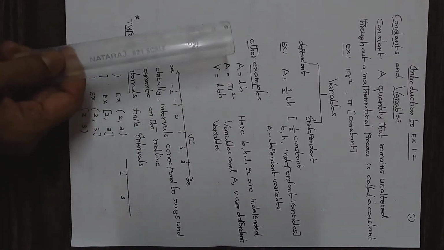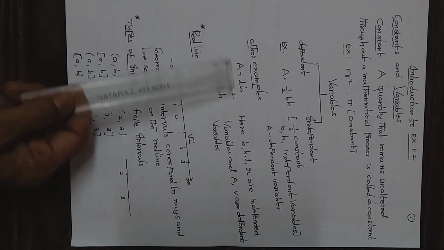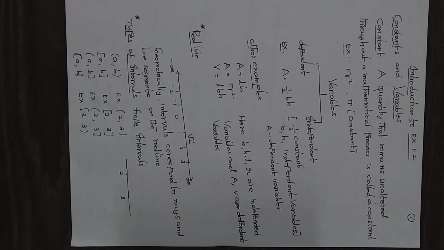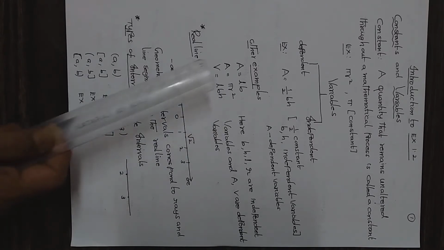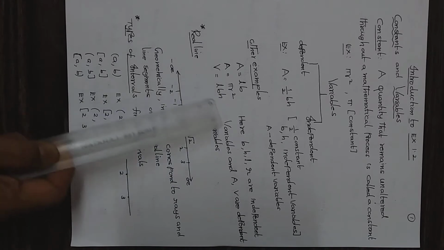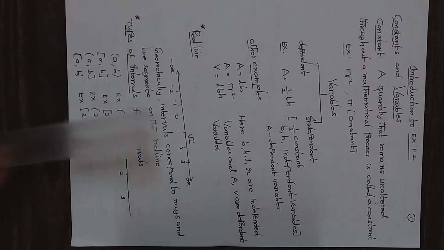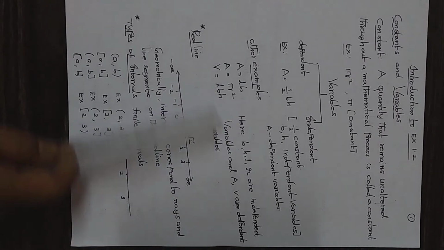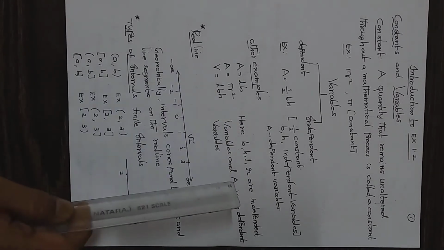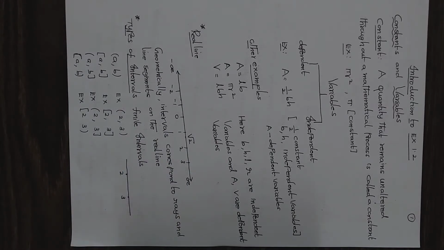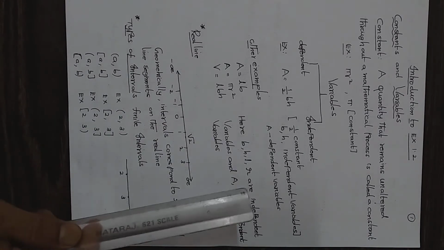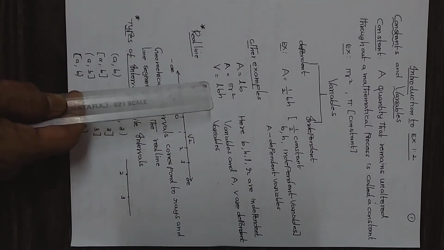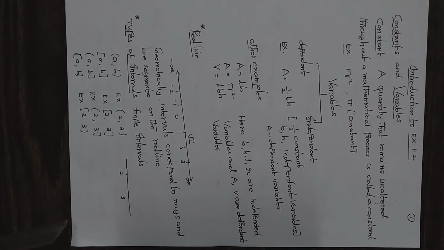A is equal to LB. This is the formula to find the area of the rectangle, length into breadth. And A is equal to pi r square, the famous formula you already know, used to find the area of the circle. V, volume, length into breadth into height, volume of the cuboid. Now here L, B, R, H, whatever is present on the right side, these are independent variables. But A and V are dependent variables because they are present on the left hand side.